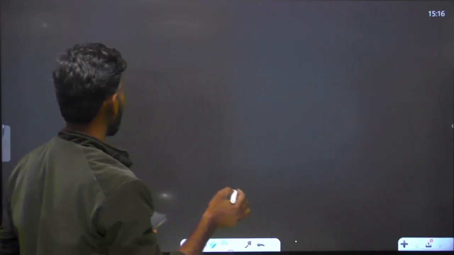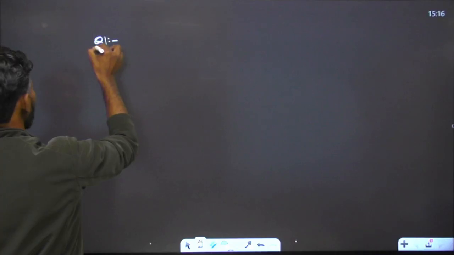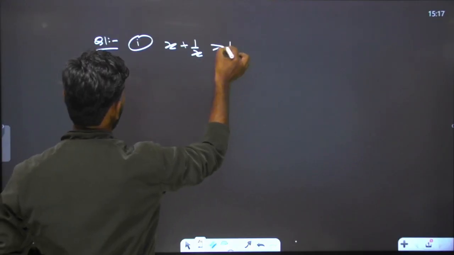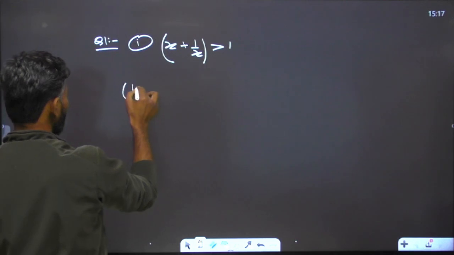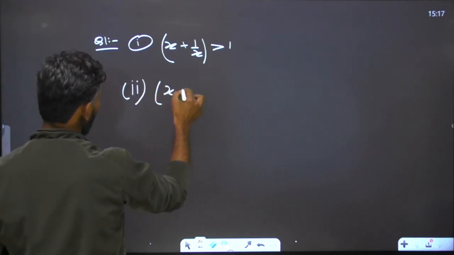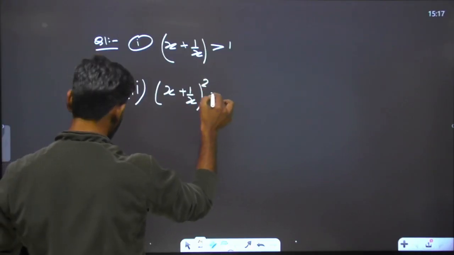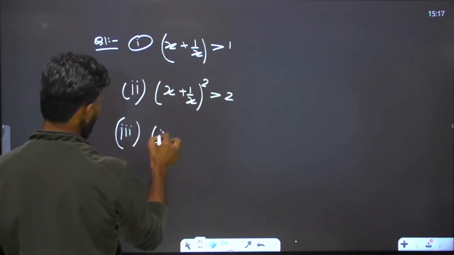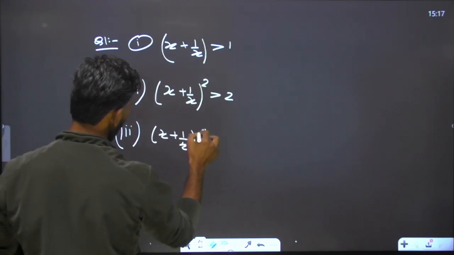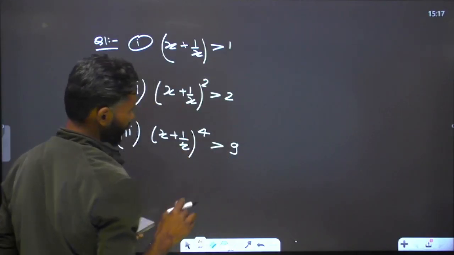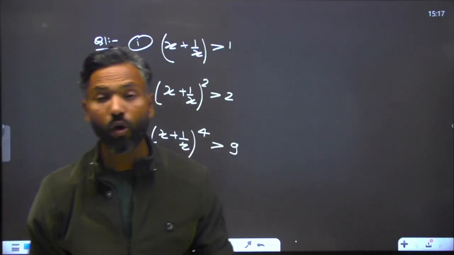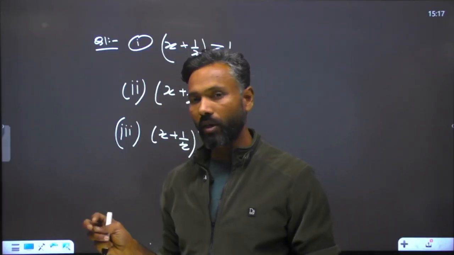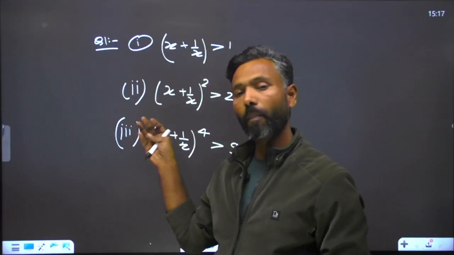So this is question number 1, and the first statement says that x plus 1 by x is greater than 1. The second statement says that (x plus 1 by x) whole square is greater than 2. And the third statement says that (x plus 1 by x) whole to the power 4 is greater than 9. So these are the three statements, and we have to tell which of them is correct. There is a possibility that more than one statement may be correct.